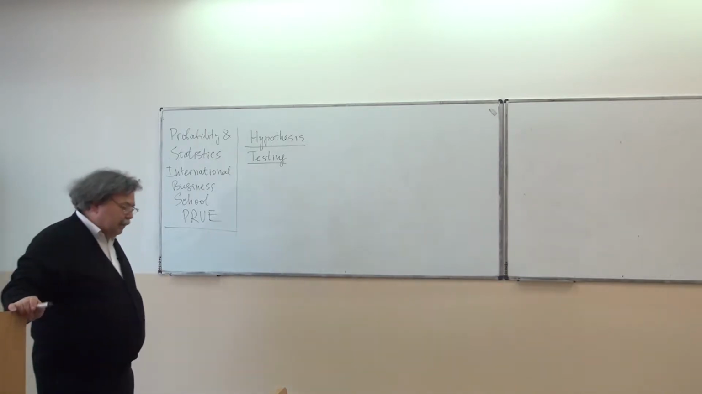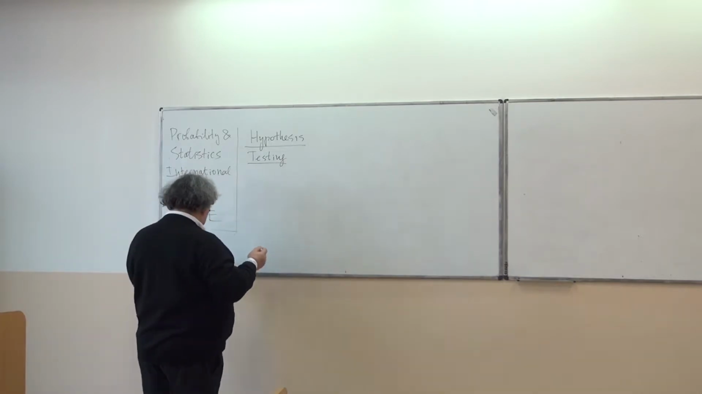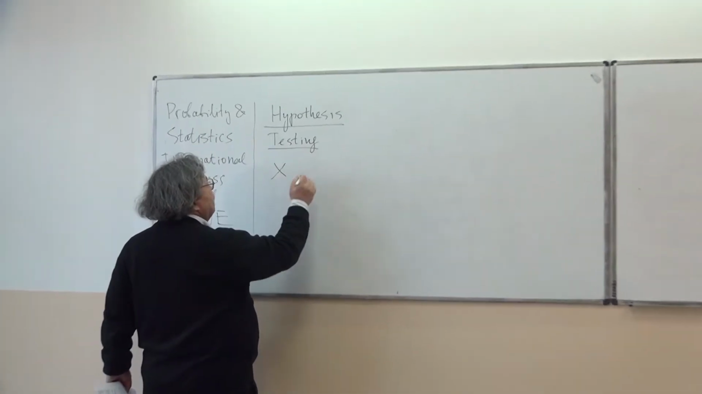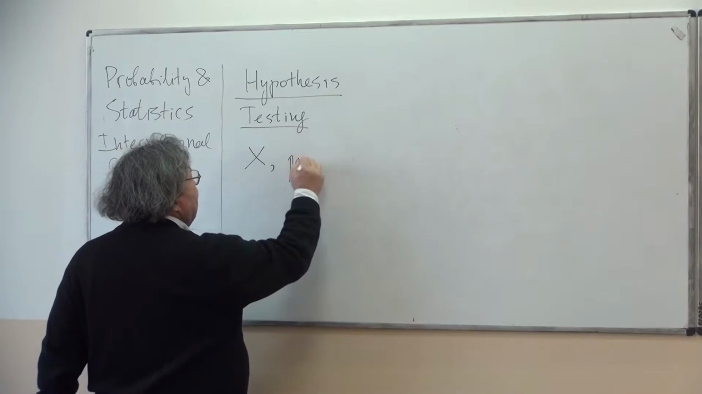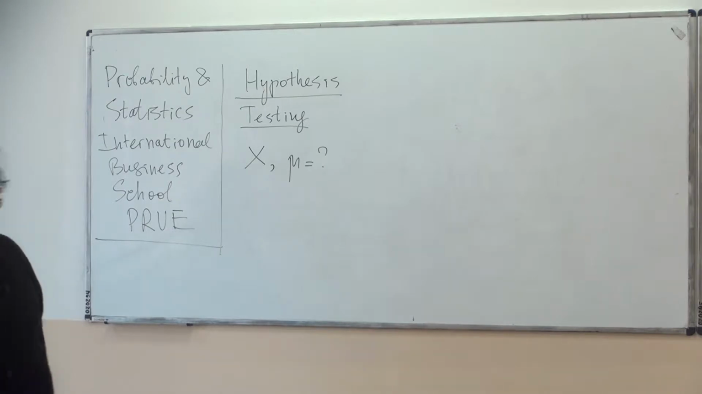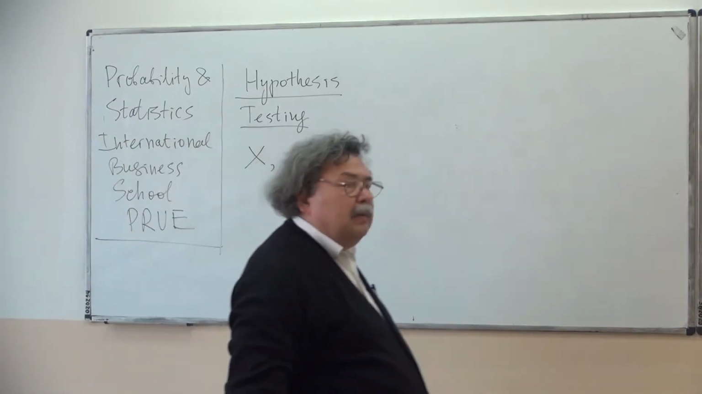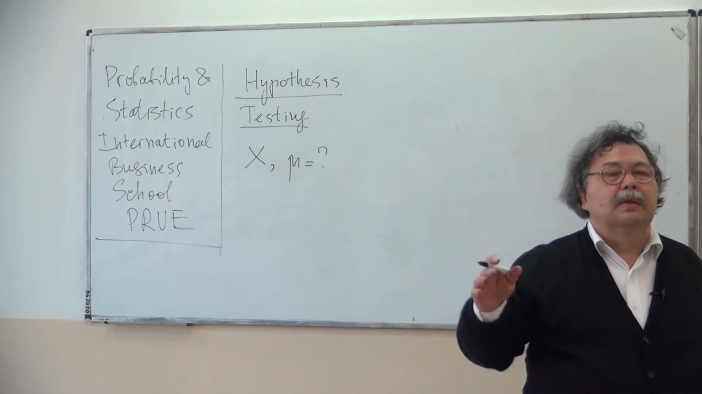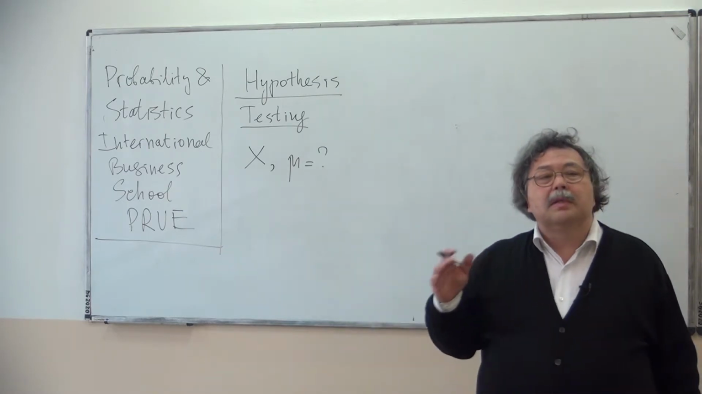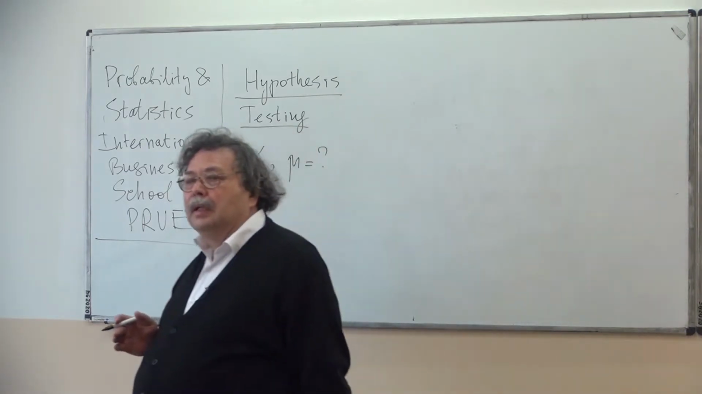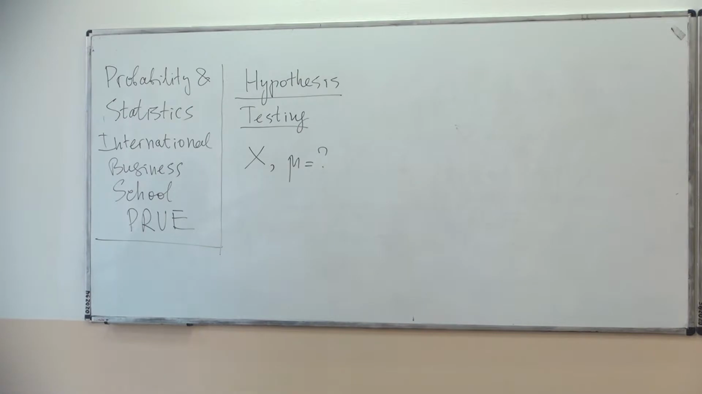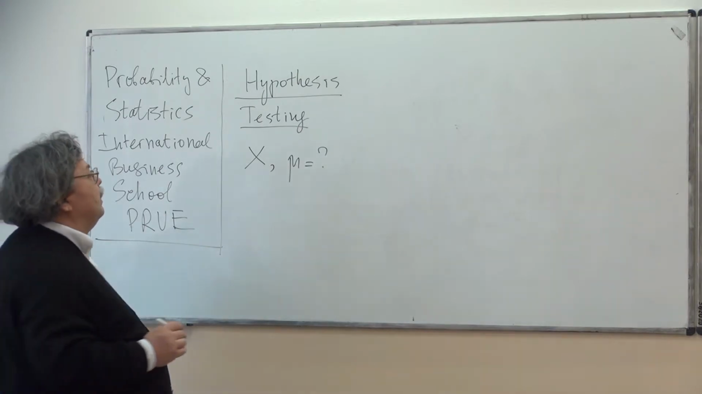What do we mean by this? Suppose we have a population variable x, and mu is still unknown, but we ask a different kind of question here. Actually, hypothesis testing is very closely related to estimation, but here we look at the same problem from a slightly different angle. Now the question is different.